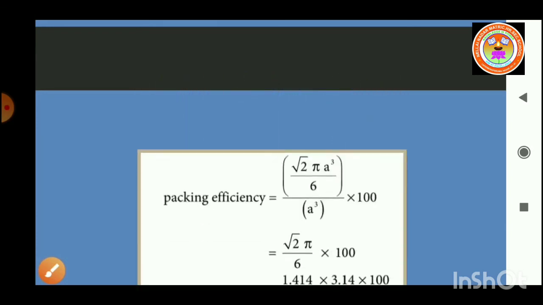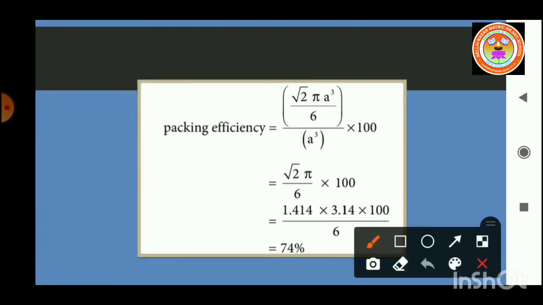So how to calculate the packing fraction or packing efficiency? What is the formula? Total volume occupied by spheres in a unit cell divided by the volume of the unit cell, into 100. So root 2 pi a cube divided by 6, divided by a cube. Shall I cancel a cube, a cube? So it becomes root 2 pi divided by 6, into 100. The value of root 2 is 1.414, pi is 3.14, into 100 divided by 6. So what is the value? 74%. So the available space occupied is 74%.